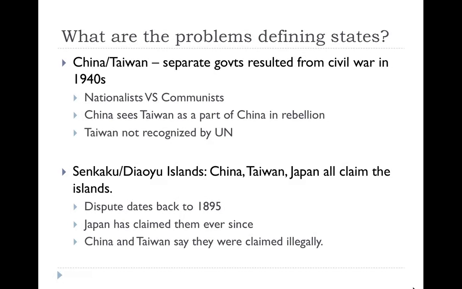And then the last one we have down here is the Diaoyu Islands and the Senkaku Islands here. They are actually claimed by three different groups: China, Taiwan, and Japan. All claim the islands there, and this dispute goes really all the way back to 1895 when Japan claimed the islands, and China and Taiwan claim that there has never been any legal claim that Japan has to those islands. So again, an issue with defining states here. So let's take a look at some of the pictures that go along with these four.